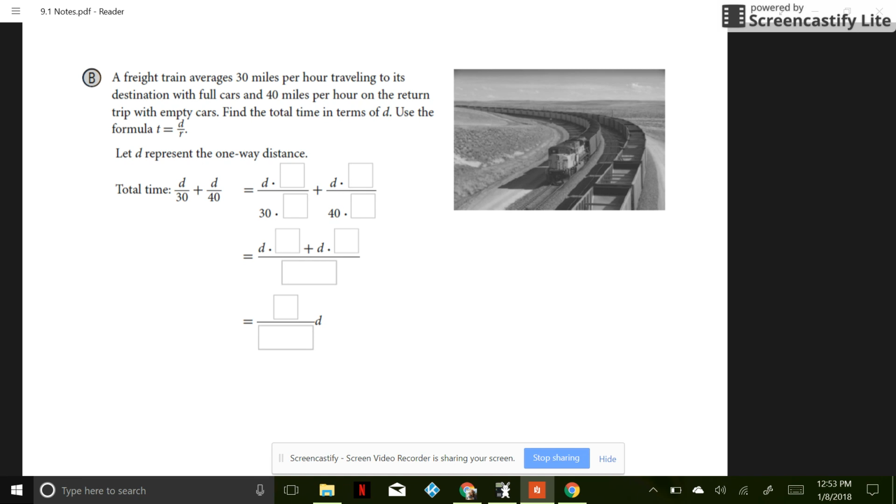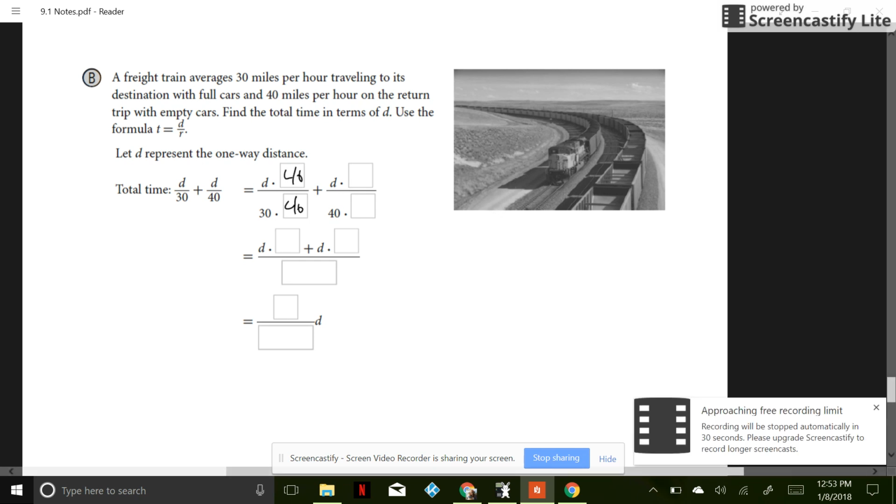So if we want to find our total time, we need a common denominator. So in this case, our LCD would end up being the 30 times 40. So the first term we'll need to multiply by 40 over 40. Second term we'll need to multiply by 30 over 30. If you come back in the next video, we'll go ahead and finish off this example and do a couple more to finish it off.